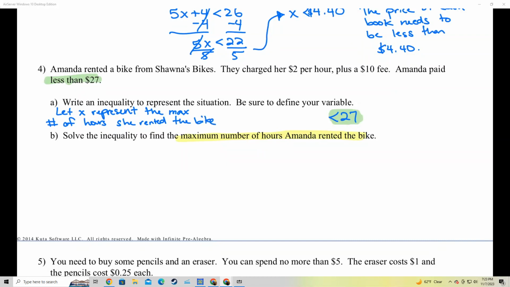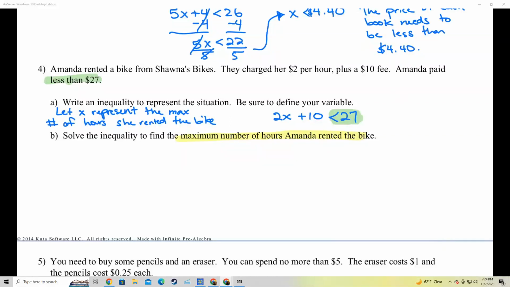What are they going to charge her? Well, they're going to charge her $2 per hour. When they say per hour and I have X hours, that sounds like a 2X to me, plus a one-time $10 fee. So right away, they're going to just charge you the $10. So that means I should be writing 2X plus 10.